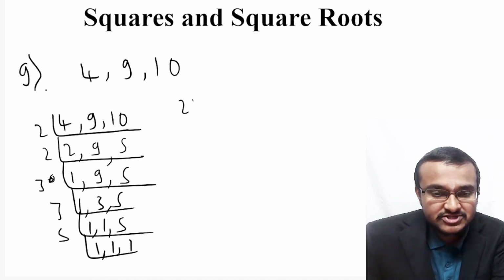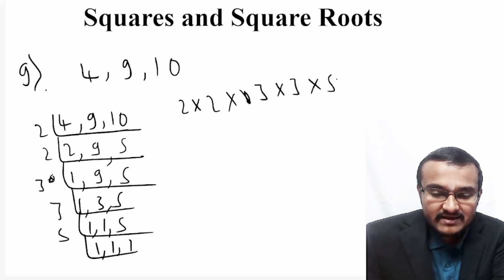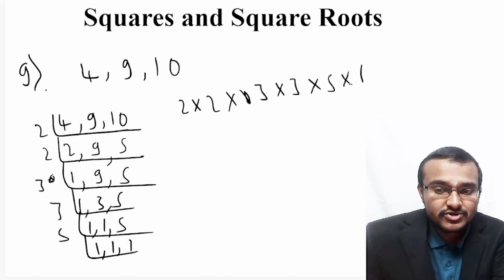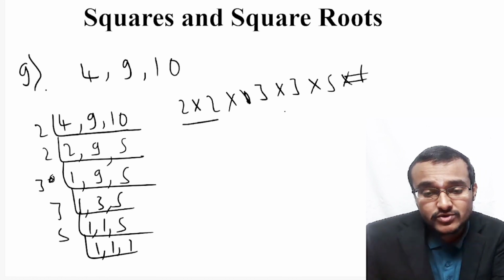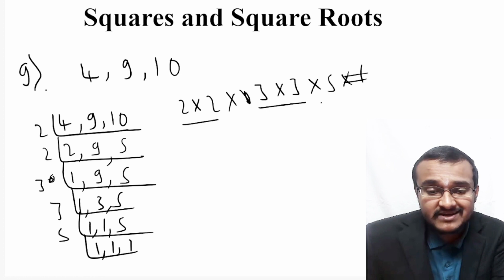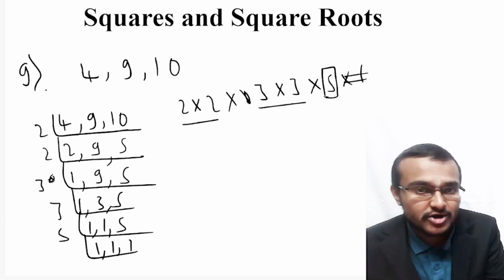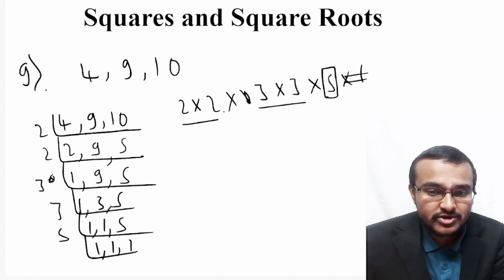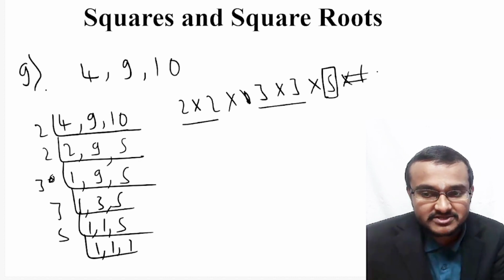So it is actually 2 into 2 into 3 into 3 into 5 into 1. Here let us ignore this 1. So 2 and 2 can get paired up, 3 and 3 can get paired up, but this particular 5 is actually not getting paired up. So now let us actually multiply all these numbers.